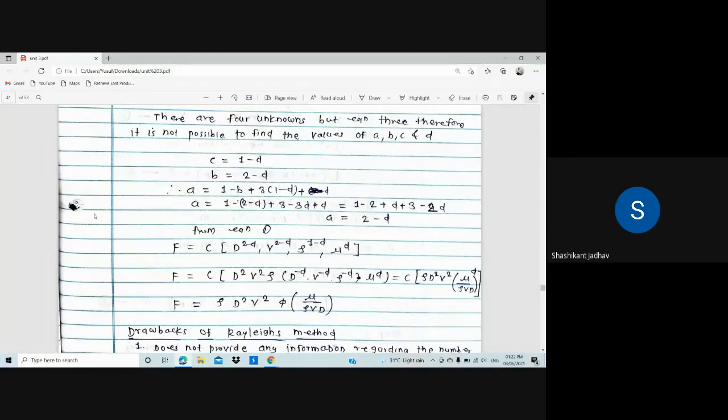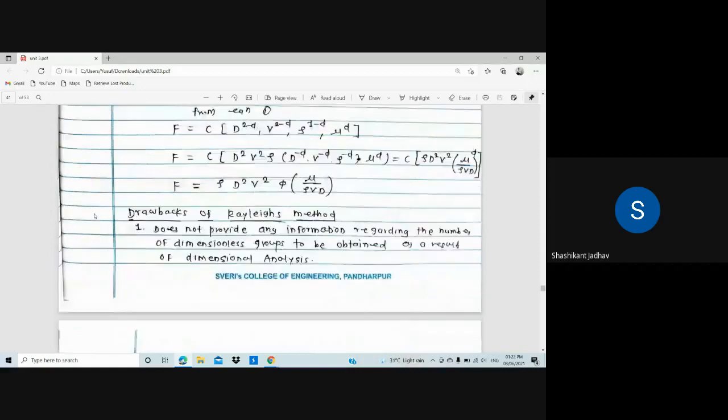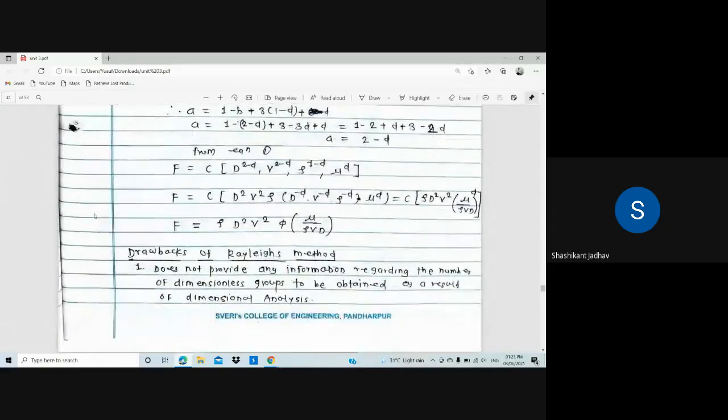By the simplification of this, we get the equation of force. So write down that equation and simplify. By the simplification we get F is equal to C into bracket rho d square v square, into bracket mu divided by rho v d, bracket raised to d. So from that we get the equation for F: F is equal to rho d square v square times a function of mu divided by rho v d.